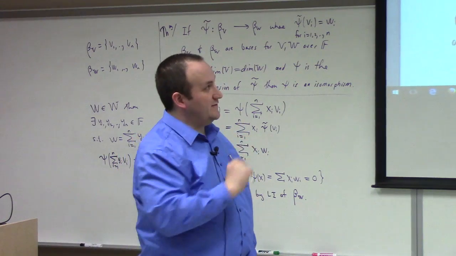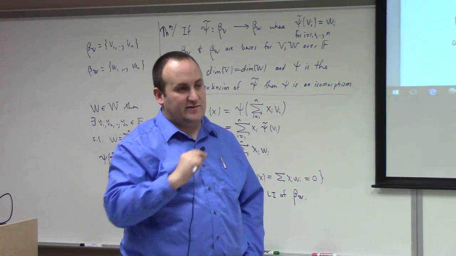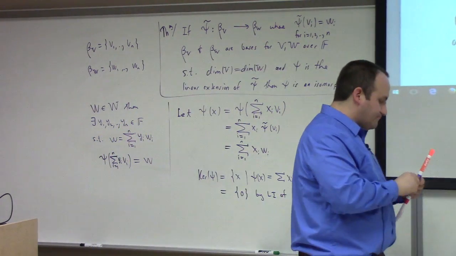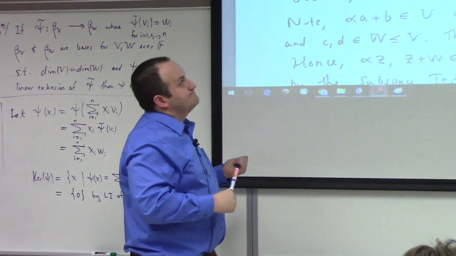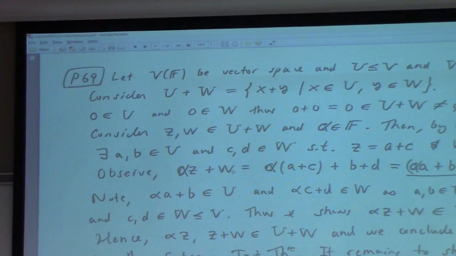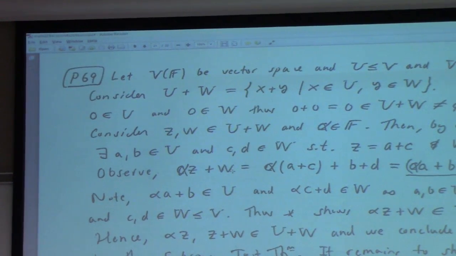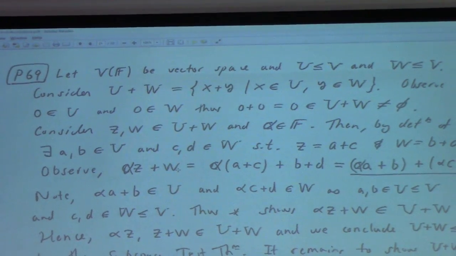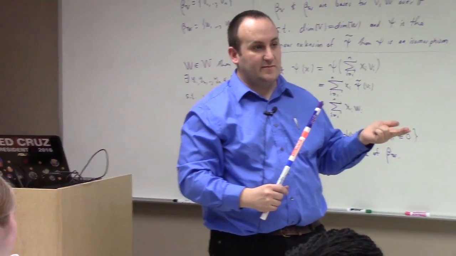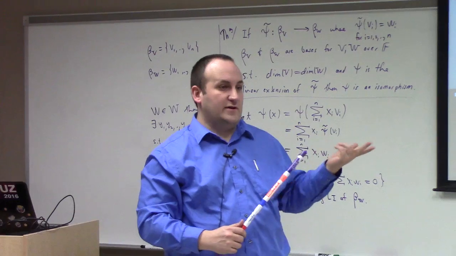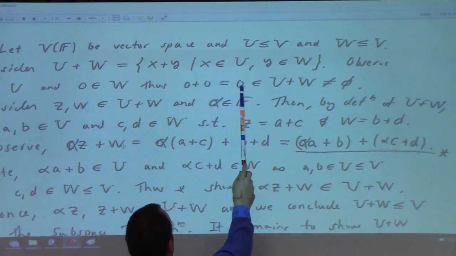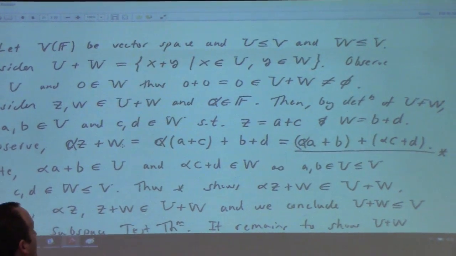Apparently, if it's the sum of two subspaces, as described above here, it's a subspace, right? So what's this proof about? We're defining U plus W to be a new set. It's the set of all sums x plus y, where x is taken from U and y is taken from W. To prove that's a subspace, I need to show it's non-empty, it's closed under addition, it's closed under scalar multiplication. Then by the subspace test theorem, it's a subspace. And that's what I do. First of all, 0 plus 0 is 0. Hence, 0 is in here. Hence, it's non-empty.